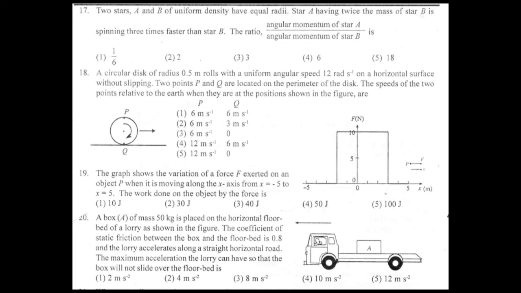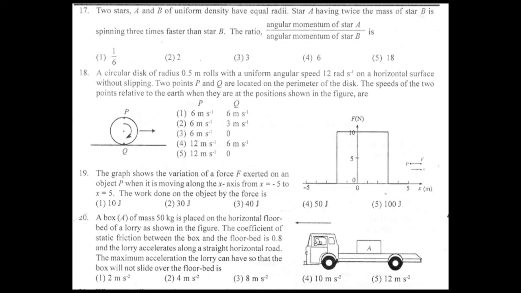And in I_A omega_A over I_B omega_B, we have I_A over I_B, which is 2, and omega_A over omega_B is 3. The answer is 6.